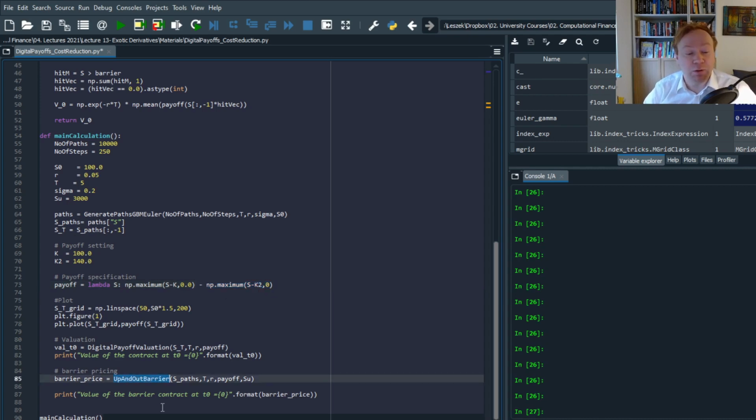Now we also have additional elements. Given this payoff which is specified here, we can also say we have an up and out barrier. This means that we are not only looking at the payment at the maturity, which consists of two call options, but we also look at the history of the path.